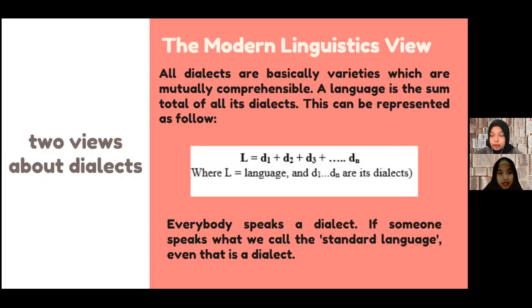The second view is the modern linguistic view. All dialects are basically varieties which are mutually comprehensible. A language is the sum total of all its dialects. This can be represented as follows, where L is language and D1 until Dn are its dialects. And everybody speaks a dialect. Even if someone speaks what we call the standard language, that is a dialect.